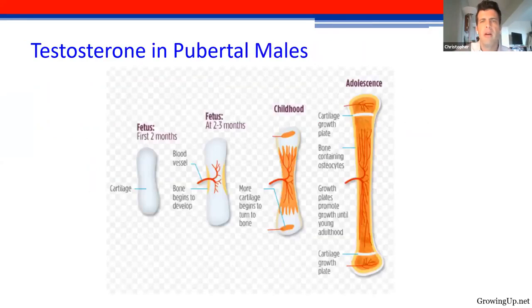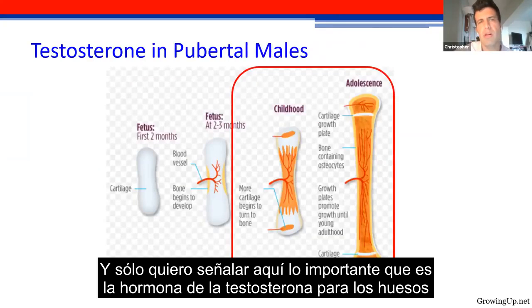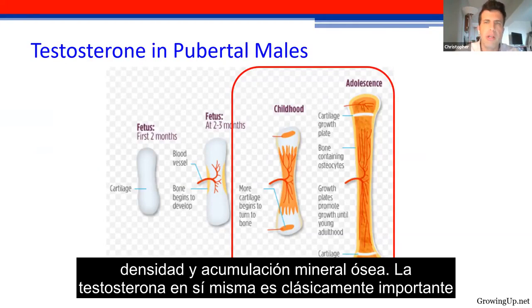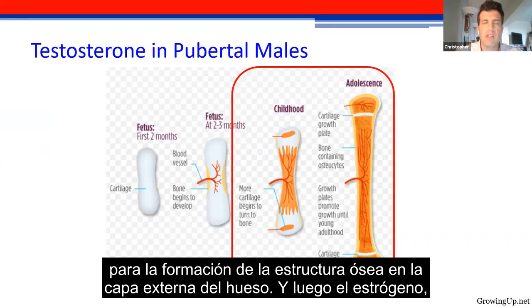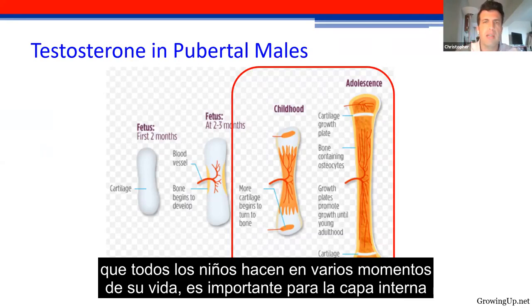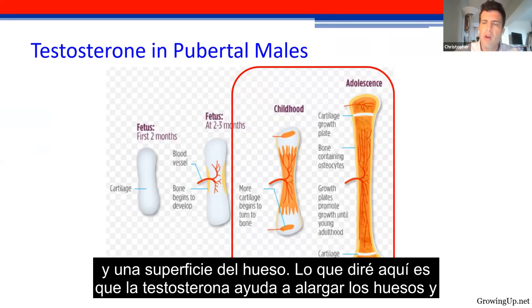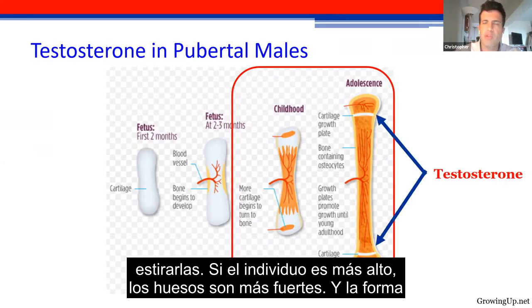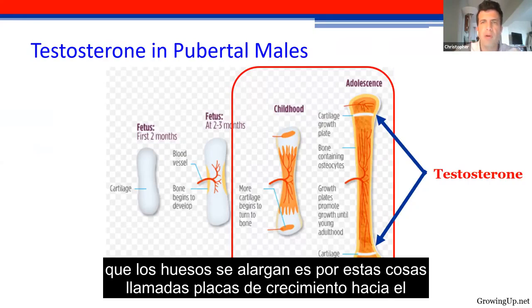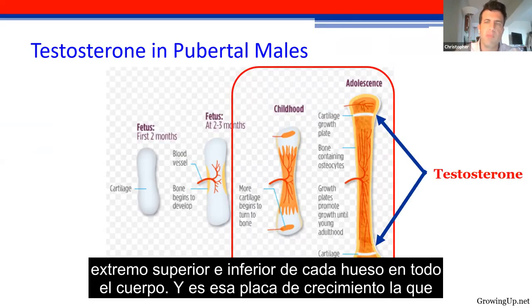And I just want to point out here how important testosterone hormone is to bone density and bone mineral accrual. The testosterone itself classically is important for the formation of bone structure on the outer layer of the bone. And then estrogen, which all boys make at various points in their life, is important for the inner layer or inner surface of the bone. What I'll say here is testosterone helps lengthen the bones and stretch them out, making the individual taller, makes the bones stronger. And the way that the bones are lengthened is by these things called the growth plates towards the top and lower end of each bone throughout the body.